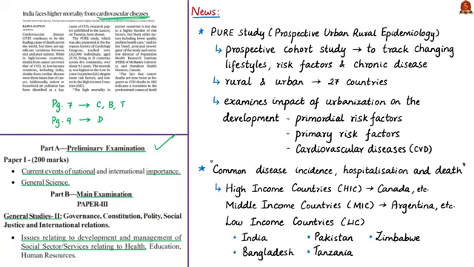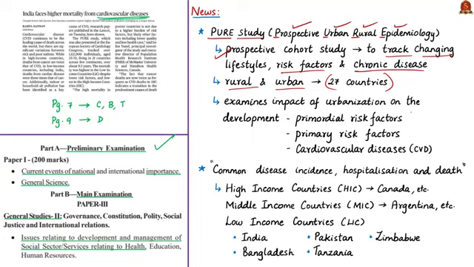The study is known as PURE study, that is Prospective Urban Rural Epidemiology study. It is a prospective cohort study, that is, it studies people in groups to track changing lifestyles, risk factors and chronic diseases in rural and urban areas of 27 countries. Among these 27 countries, India is also a participant.